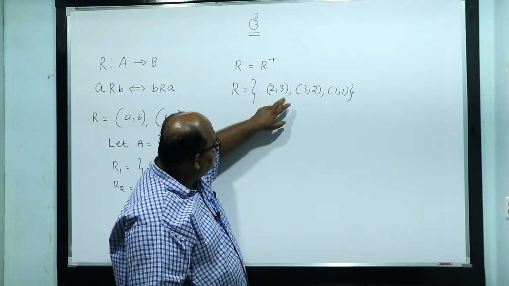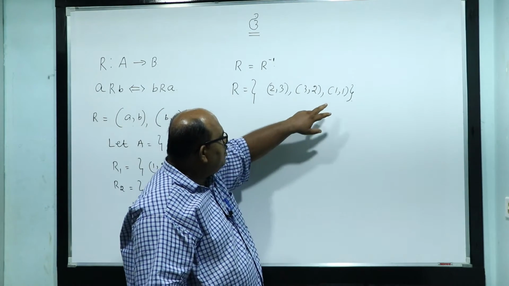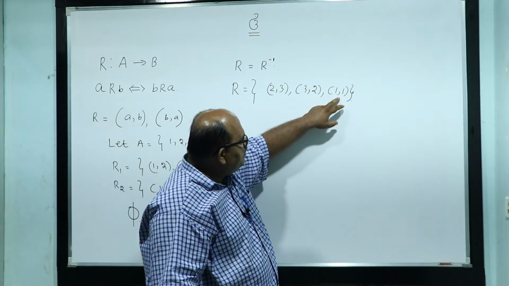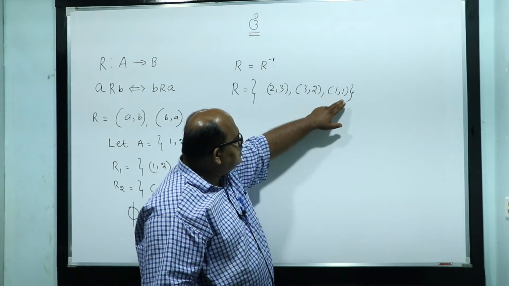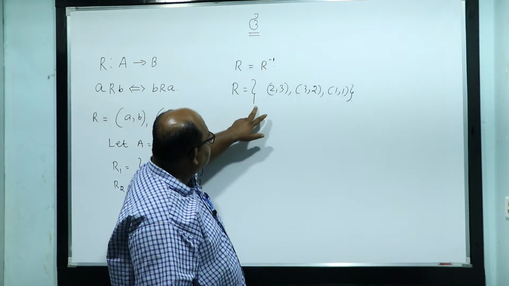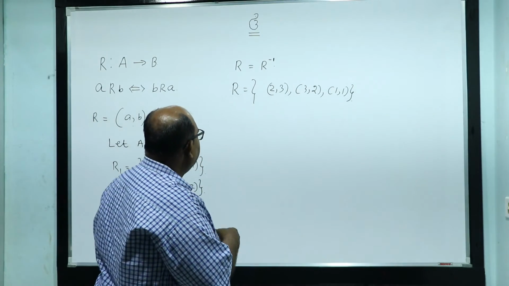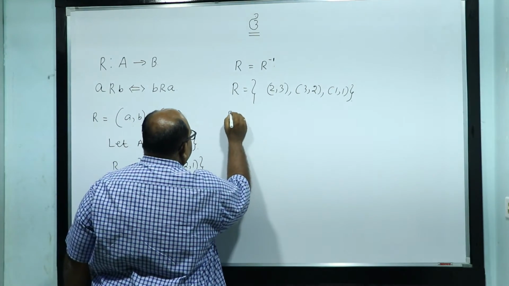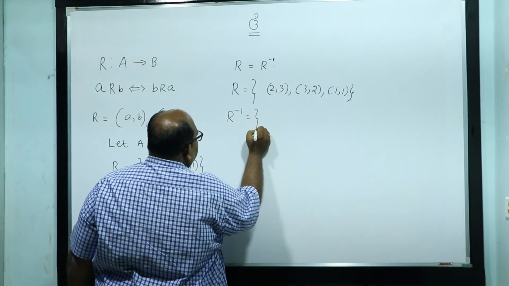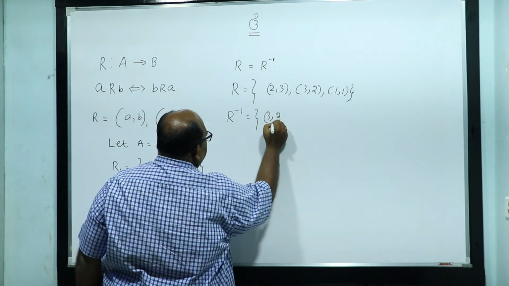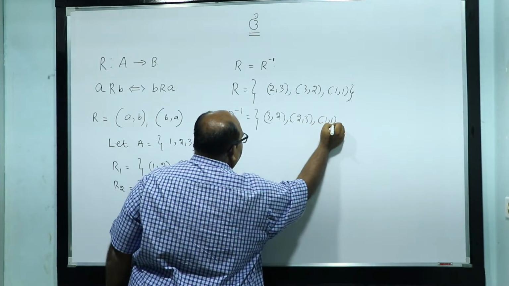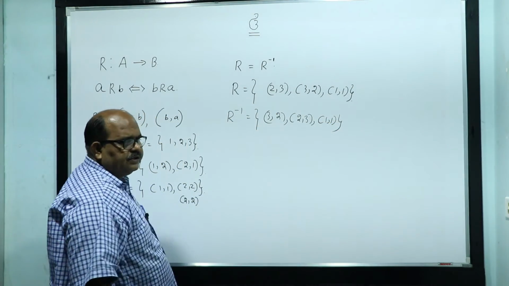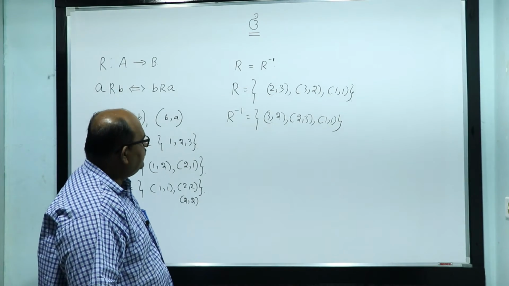So these two fulfill the symmetry condition. Now come to 1 1. If 1 1 is present, then another 1 1 can also be written. So this also fulfills the symmetry condition. So the relation is symmetric. Now if you write its inverse, what are we getting? We are getting 3 2, 2 3, and 1 1. Clearly R is equal to R inverse.